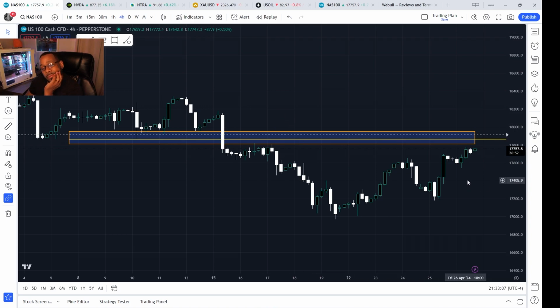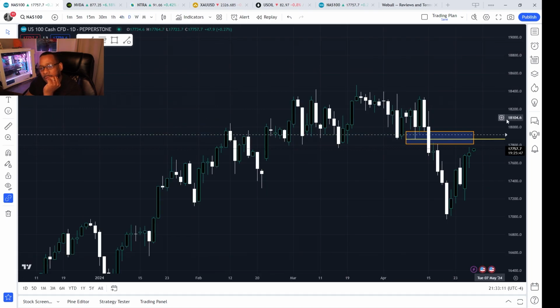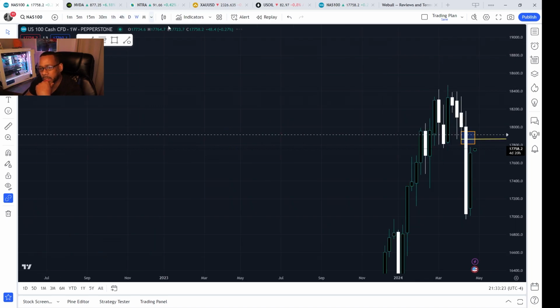Or, it's on a daily. In order for me to say that the momentum is still going up, price has to take out this high here at 183.10. That's on a daily. It's a weekly.